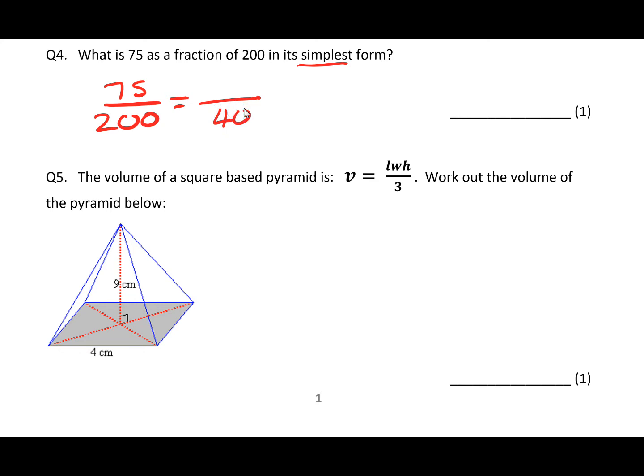That's 40. If you're at all unsure with the 75, just do your bus stop method, and you know it goes in 15 times. Again, take no chances, it ends in 5 and 0, so I know I can divide by 5 again. So 5 goes into 15 3 times, 5 goes into 40 8 times. So my fraction simplified is 3/8, because I know 3 is a prime number and it doesn't divide into 8.